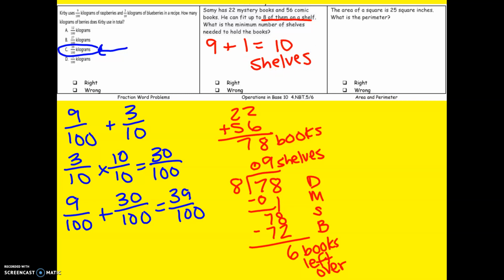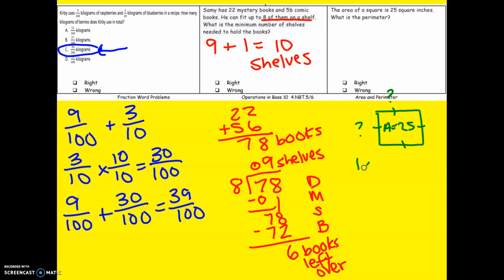All right, our last problem says the area of a square is 25 square inches. What is the perimeter? I know that a square has 4 equal sides, and if the area is 25, that means something times the same number equals 25. So to figure out the sides, I'm going to use guess and check, and I'm going to start with 1.